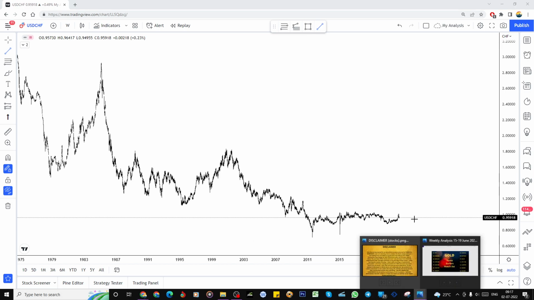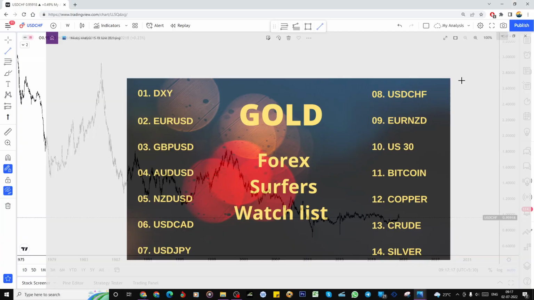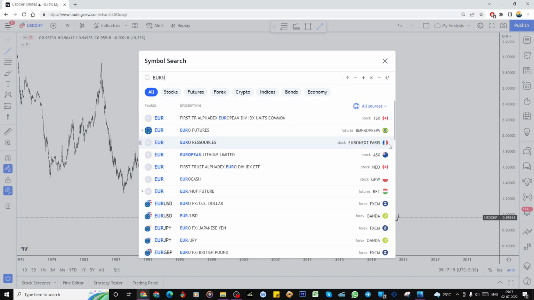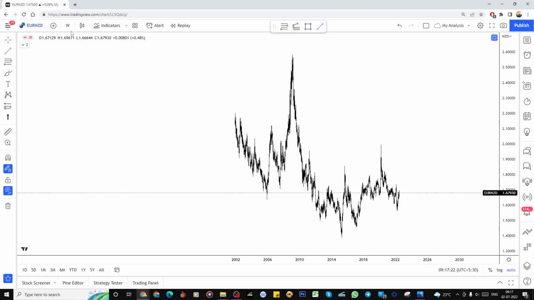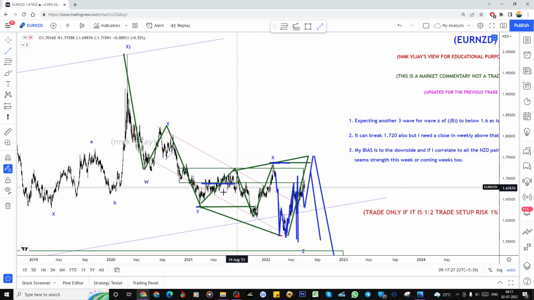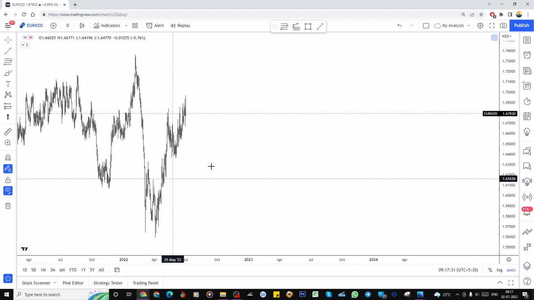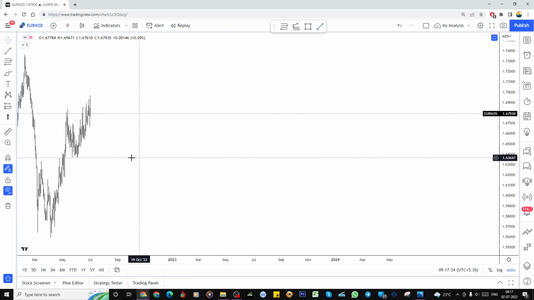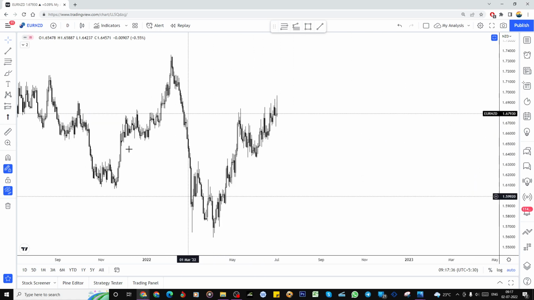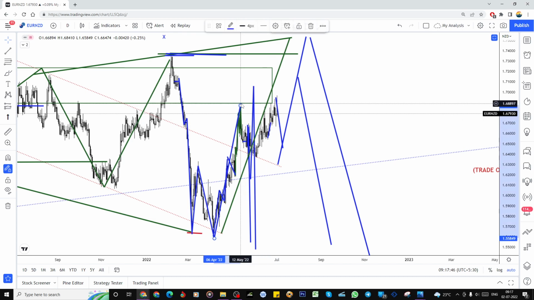So what else is next? Euro New Zealand. Yes, Euro New Zealand. So this is also the same view, and I'm expecting the expanding triangle here and here, and second, yeah. Now look at this. It's somewhat looking like an expanded flat correction. I expected that here, and it has already broken the previous high also.